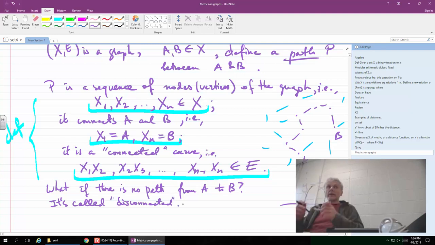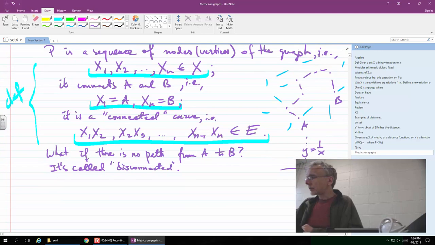The graph is called connected when there is a path between any two points. It's called disconnected when there isn't. It totally mimics the topology as it is considered in calculus. Even though everything is discrete, there is no Euclidean space here. That certainly is something to think about later, but we are aiming at a different direction.